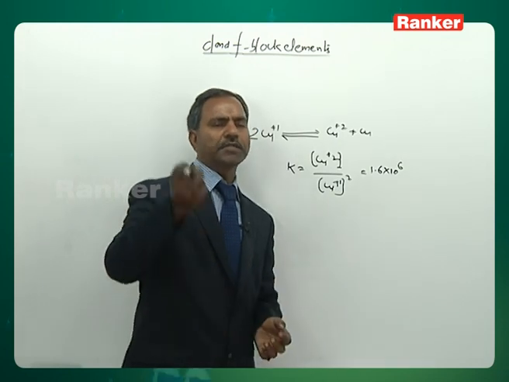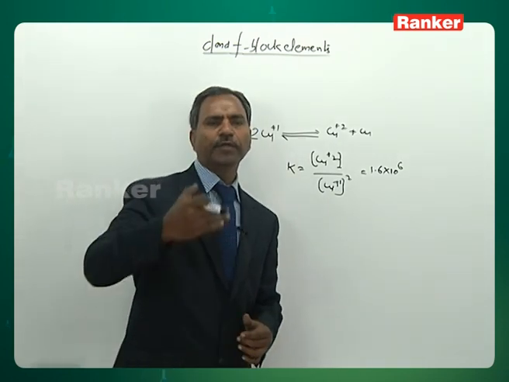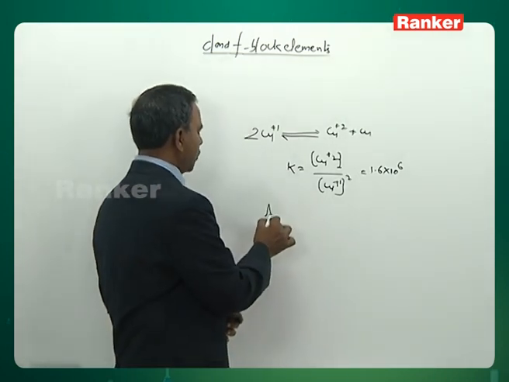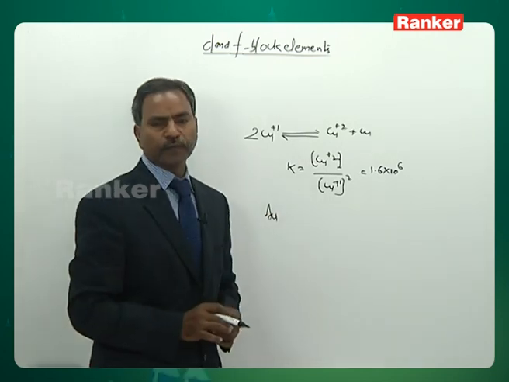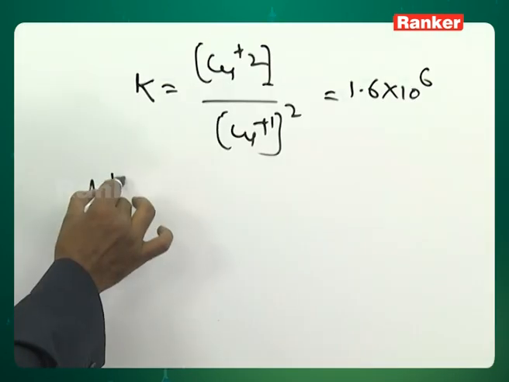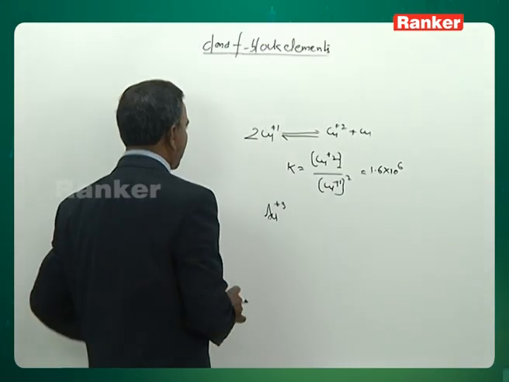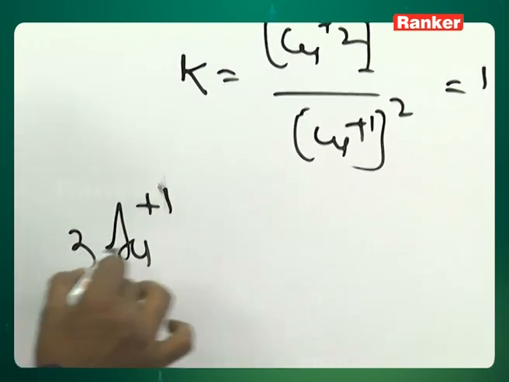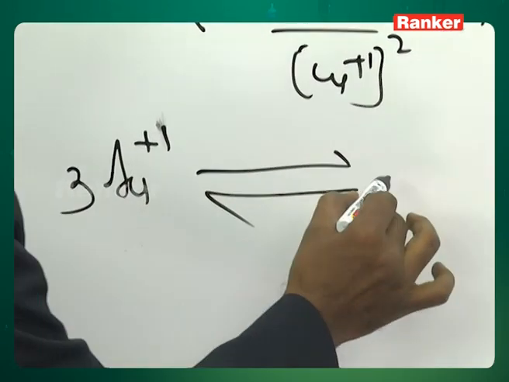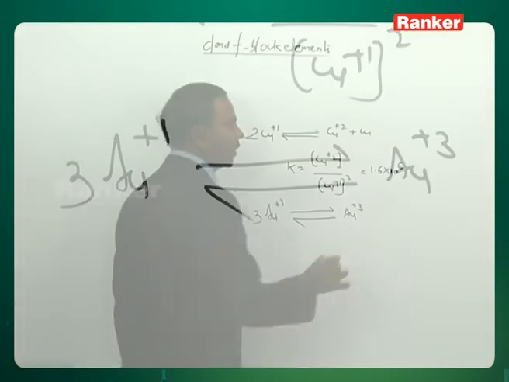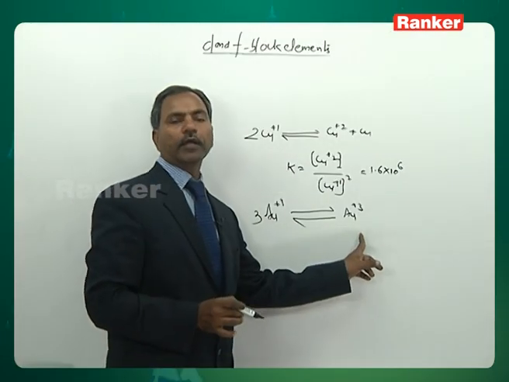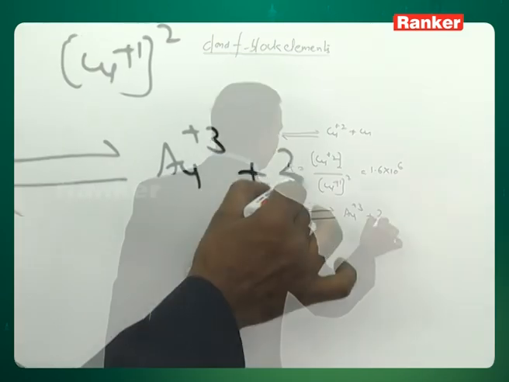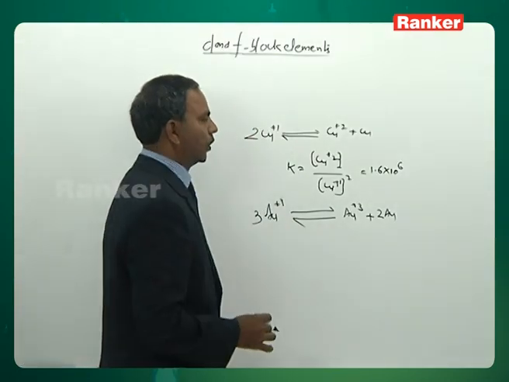If it exists, it exists only in very trace amounts in the aqueous solution, and easily undergoes oxidation to copper plus 2. Similarly, you talk about gold also. Consider 3 Au plus 1. Plus 1 undergoes oxidation to plus 3, and again it is reduced, giving 2 Au plus 3 and Au.